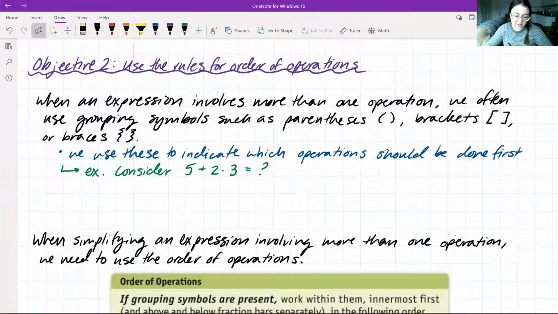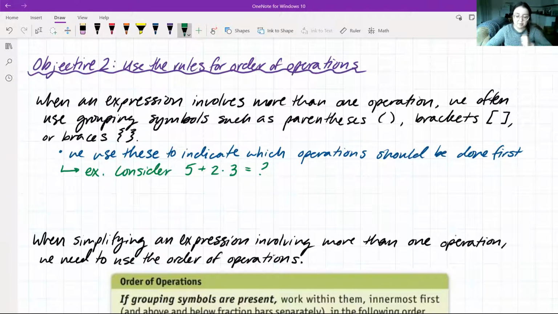All right, on to objective 2. We want to use the rules for order of operations. When an expression involves more than one operation, we often use grouping symbols such as parentheses, brackets, or braces. So our parentheses are what our normal curved parentheses would look like, brackets are our squares, and our braces are these ones that look curly. The most common one we see is going to be parentheses. And we use these to indicate which operation should be done first.